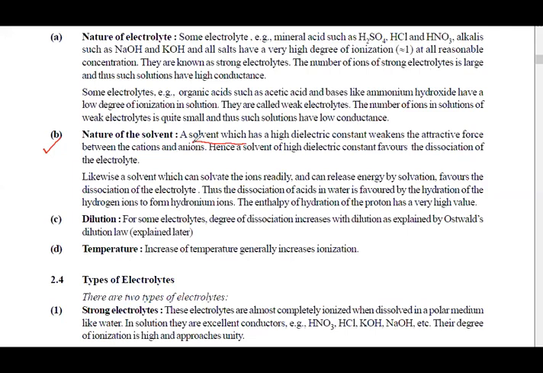A solvent which has a high dielectric constant, meaning it is non-polar, weakens the attractive force between cations and anions. So obviously, a non-polar solvent will weaken the solubility of electrolyte. Okay, got it?